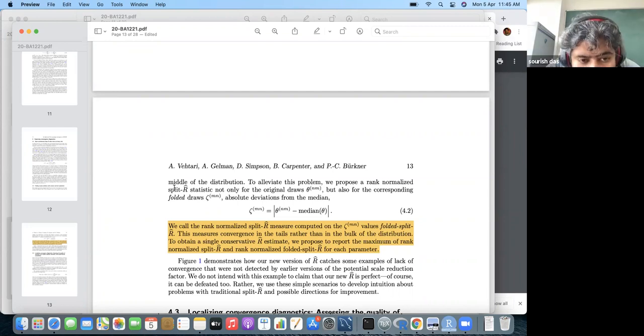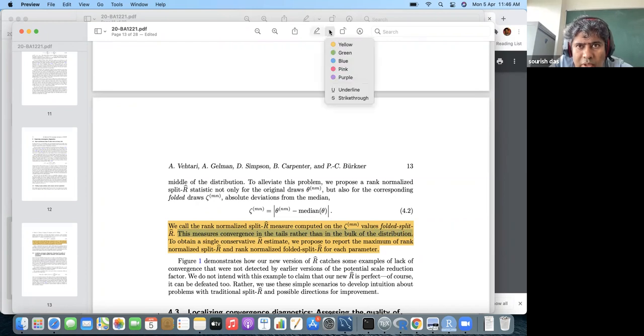How are they saying it? We call the rank normalized split R hat measure computed on the folded values, which measures convergence in the tails rather than in the bulk of the distribution. The single conservative R hat estimate equals the maximum of rank normalized split R hat. Okay, you are saying it measures convergence in the tail rather than the bulk, but how the hell do they come to this? That's what you are saying, right?